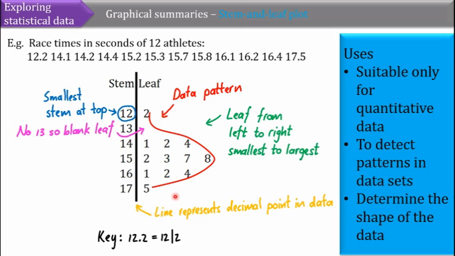Now, same as before with a dot plot, this is very useful to see the spread of the data, right? The pattern of the data. It also arranges the data in ascending order, so we can actually find some other statistics from this data set, which we'll look at under numerical summaries.